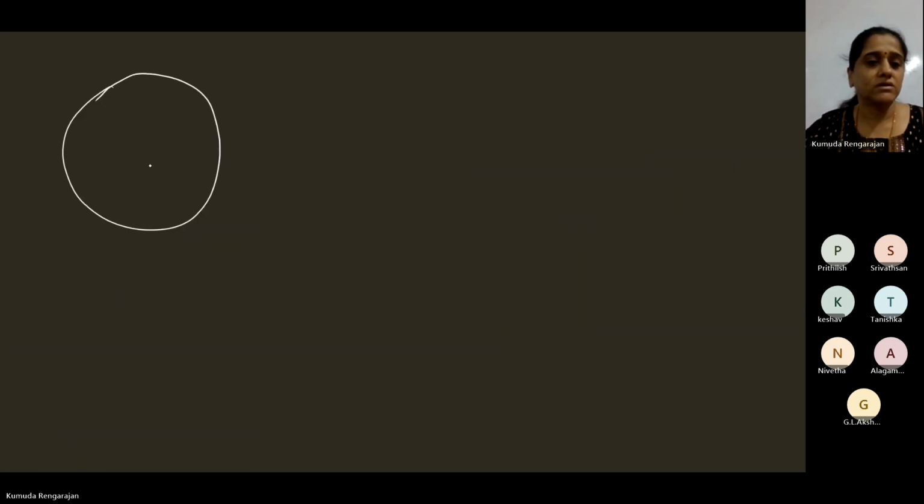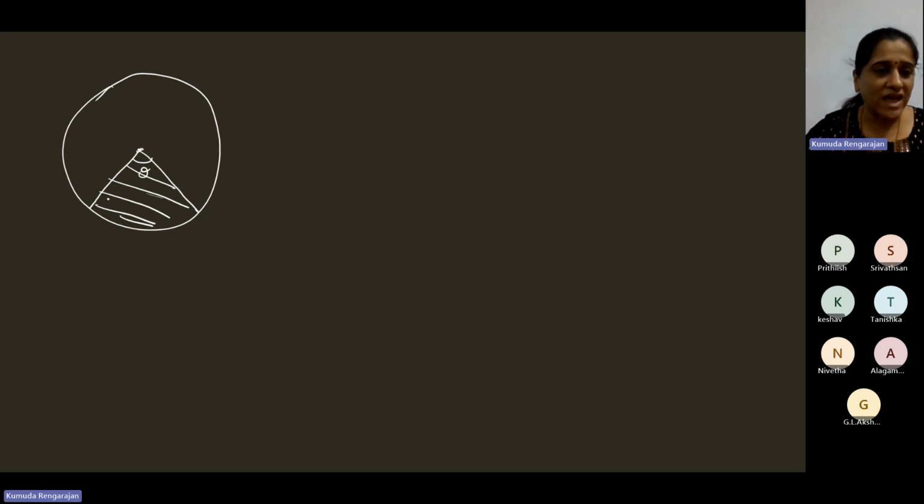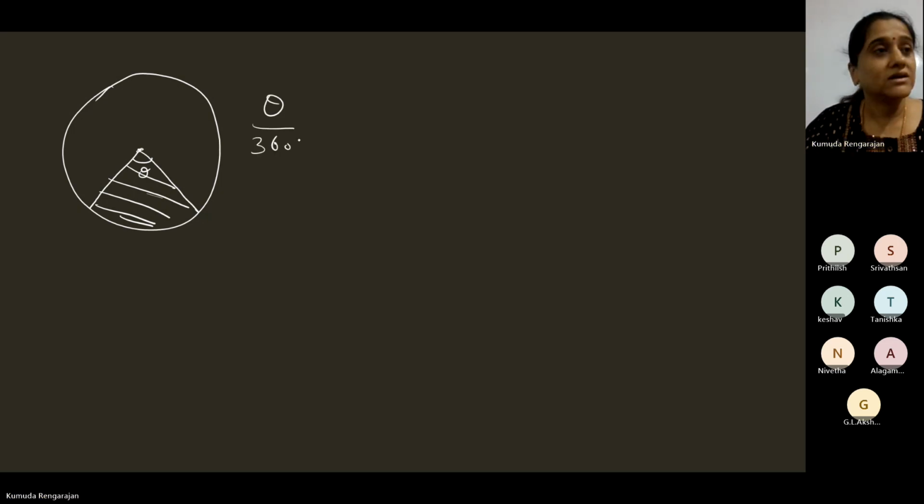Now, how do we find the area of a sector? How do we find the area of this region? Now, this is some fraction of the whole circle, right? The sector occupies some fraction of the whole circle. What fraction of the whole circle? Theta by 360. The fraction occupied by this sector is theta by 360.